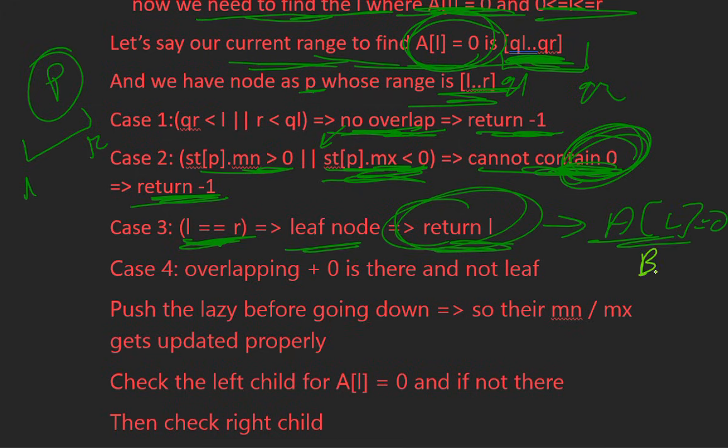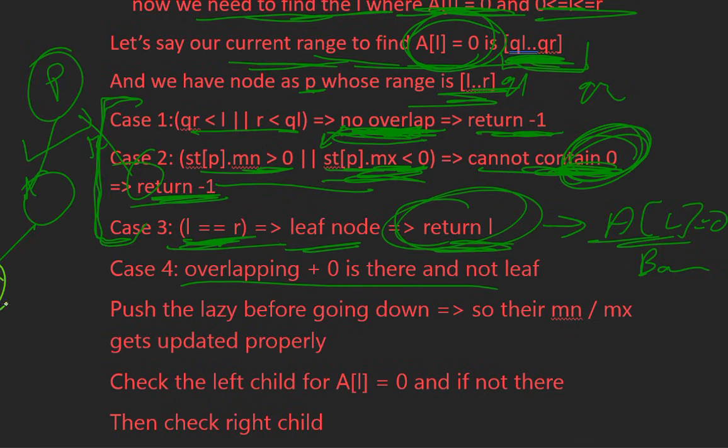Meaning a balanced subarray. If none of these three cases has passed: if the no-overlap case fails, it means overlapping is there. If the next fails, it means 0 is also possible. If this fails, it means it is not a leaf node, so it is some intermediate node.